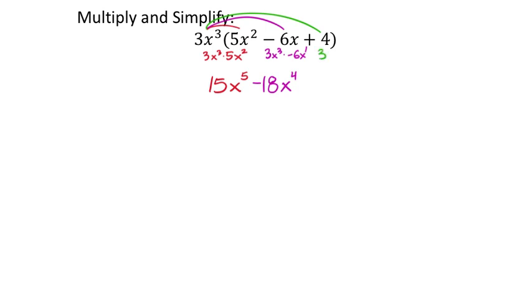And finally, 3x to the third times 4. Again, I would just do 3 times 4, which is positive 12. And there's no other x's to multiply with that x to the power of 3, so it just stays x to the power of 3.